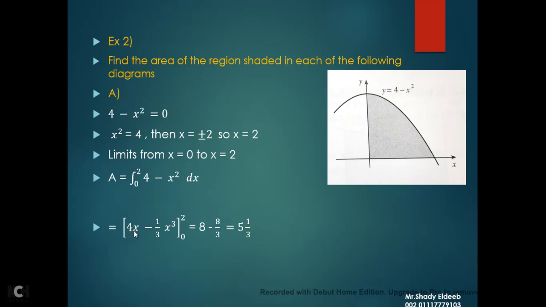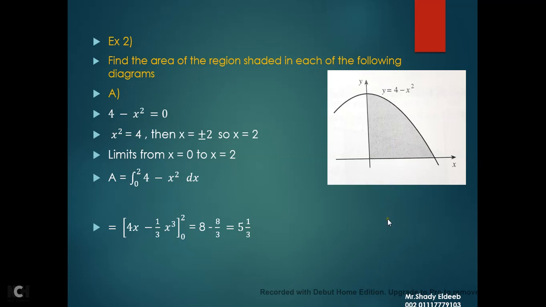Let's start with 2. 4 times x means 4 times 2, which is 8. And when we put 2 power 3, it will be 8, and 8 multiplied by 1 over 3 is 8 over 3. What about 0? We know that 0 multiplied by anything is 0. So 0 times 4 is 0, and 0 power 3 is 0, and 0 minus 0 is 0. So the expression is 8 minus 8 over 3 minus 0. So we got the final answer, 5 and a third, and this is the area of the shaded region.